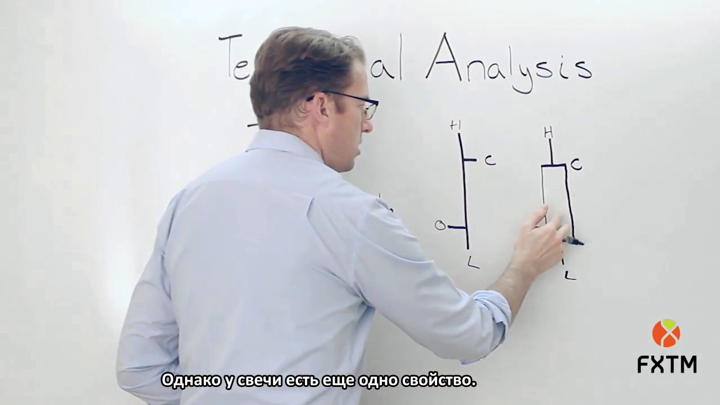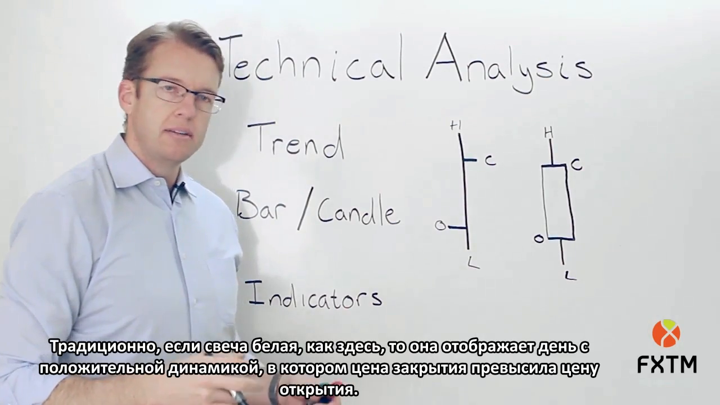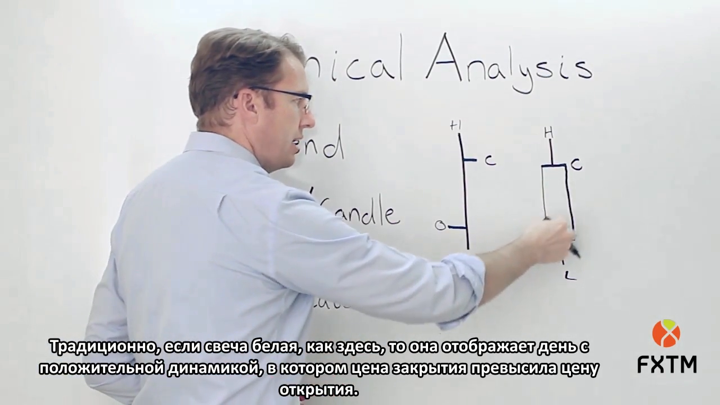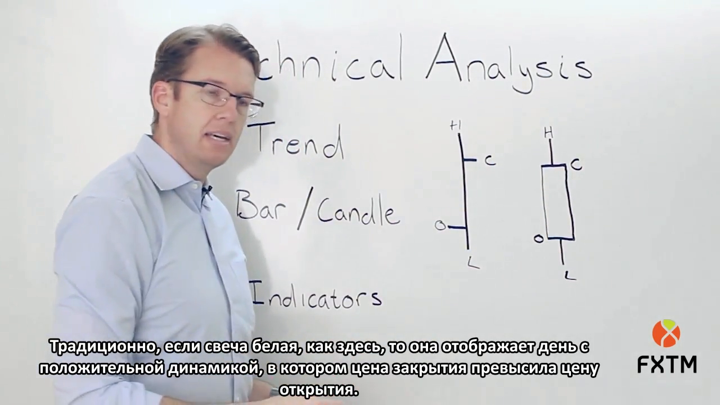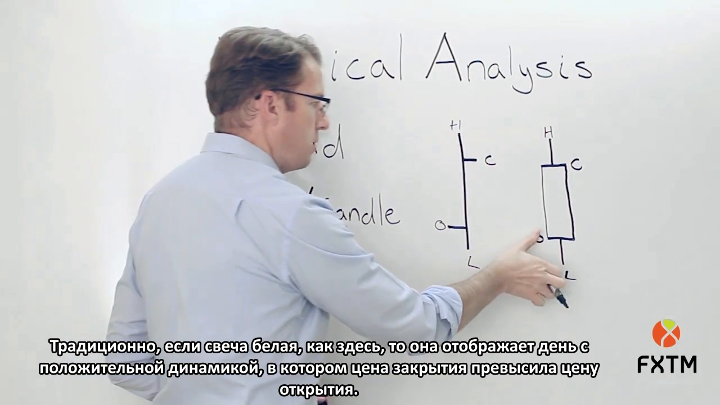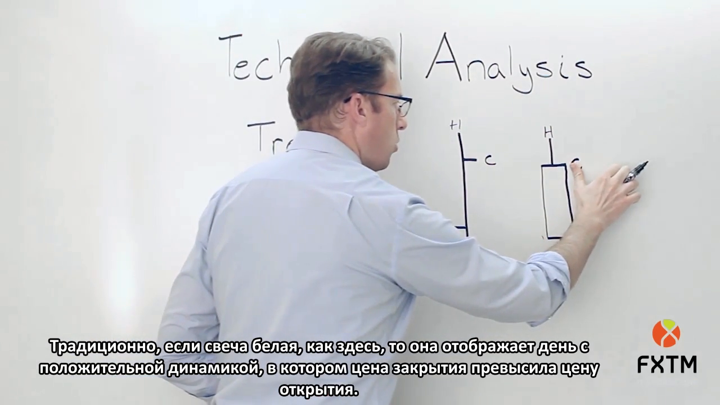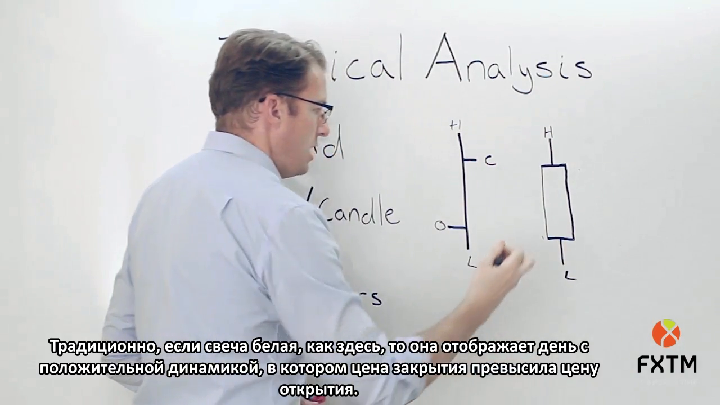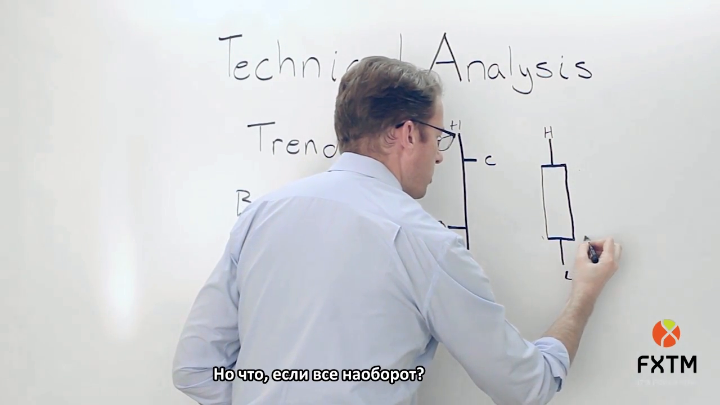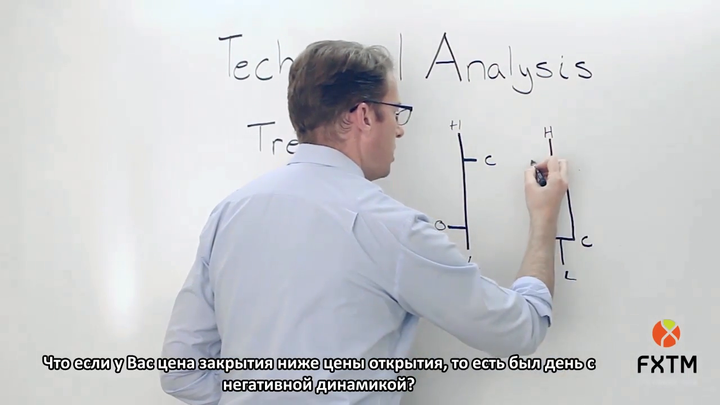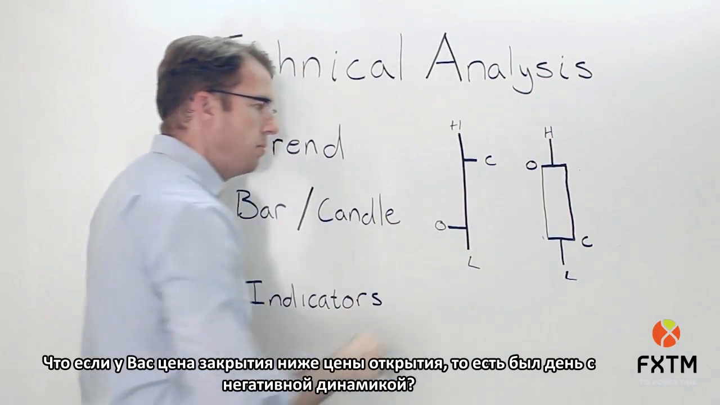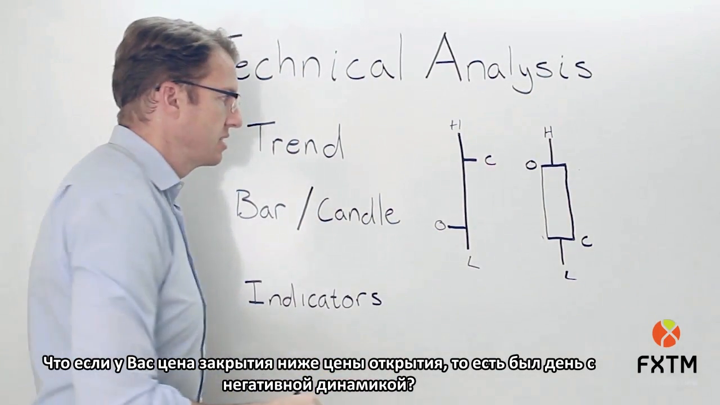Now candles also go another step further in that traditionally a hollow candle like this, so one that is white, represents a positive day in the market, where the close is above the open. But what if that was just the reverse? What if we had the close down below here and the open was up towards the high for the day, so it was actually a negative day?